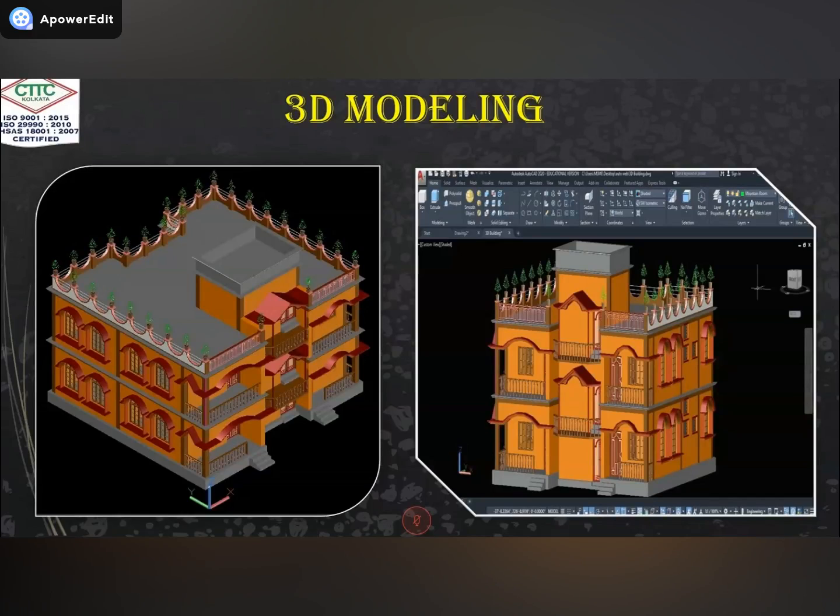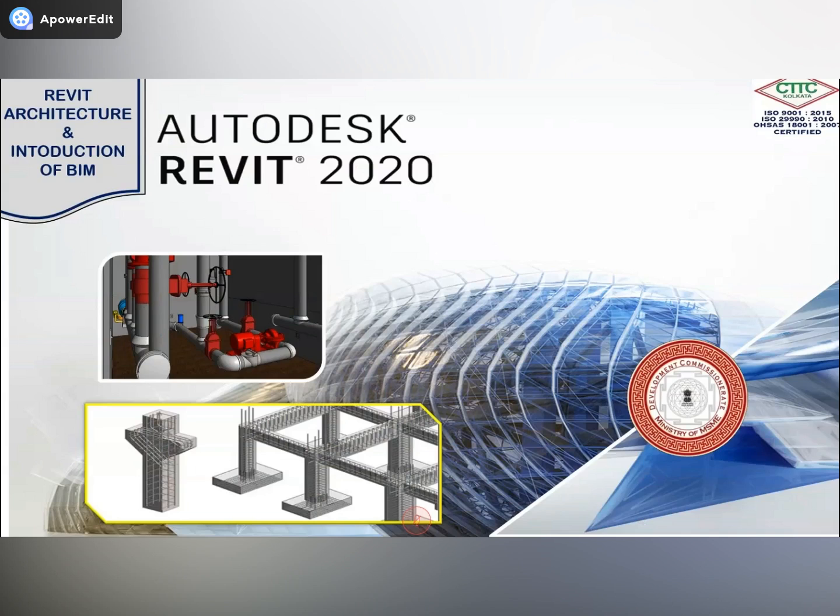So this one is the 3D modeling part. In this slide, I am going to discuss Revit. But before starting this Revit part, first, that is our Revit Architecture slide. So before starting this slide, I am just going to explain the difference between AutoCAD and Revit.